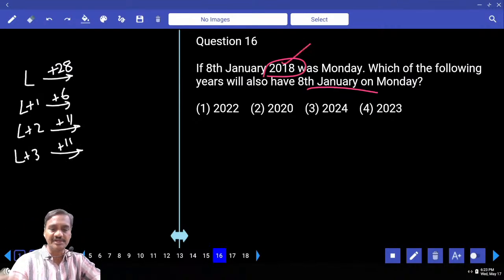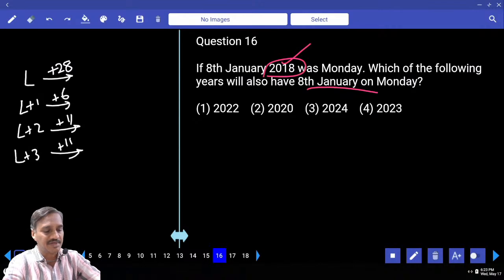Now this 2018 comes under which category? మా దేనికి కింద వస్తుంది 2018? ఎన్ని ఇయర్స్ తర్వాత వస్తుంది మనకి లీప్ ఇయర్కి? 2016 plus 2, 18 plus 11, 2029. Then 2029 is the answer.